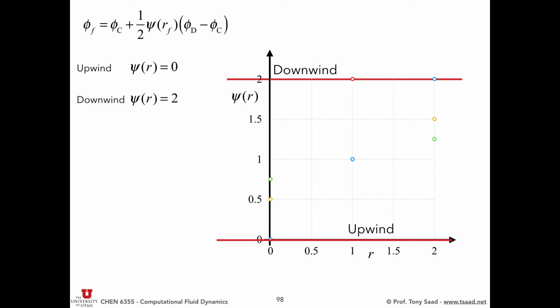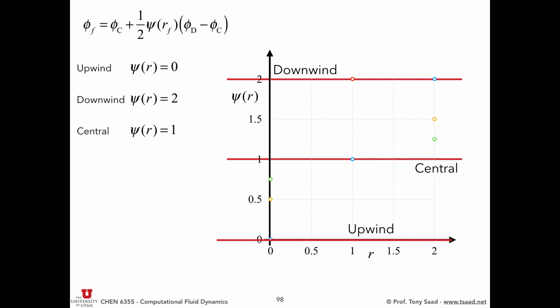Okay. What about the central scheme? For the central scheme, psi was equal to 1, right? Look at that. The central scheme is right in the middle between upwind and downwind. That makes sense, right? It's taking an average value of the upwind and the downwind value.